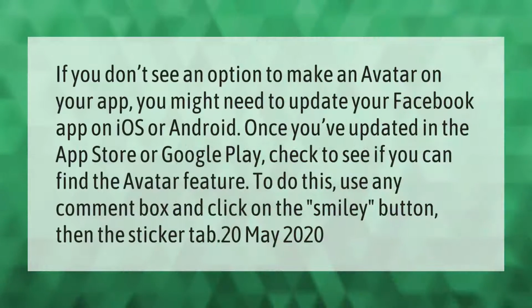If you don't see an option to make an avatar in your app, you might need to update your Facebook app on iOS or Android. Once you've updated in the App Store or Google Play, check to see if you can find the avatar feature. To do this, use any comment box and click on the Smiley button, then the Sticker tab.